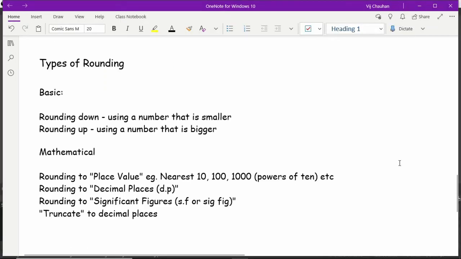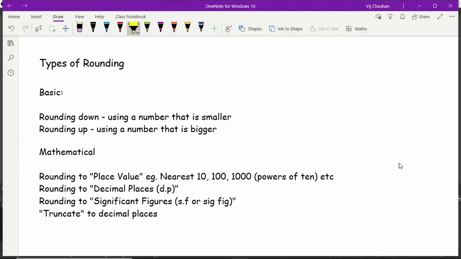So when it comes to rounding, there are a couple of things that you need to be aware of. The terms rounding up and rounding down are quite self-explanatory. Rounding down is when you use a number that is smaller, rounding up is when you're using a number that's bigger. Now, one thing that you probably need to be aware of is the misconceptions, the errors that people make when they use the word rounding down.